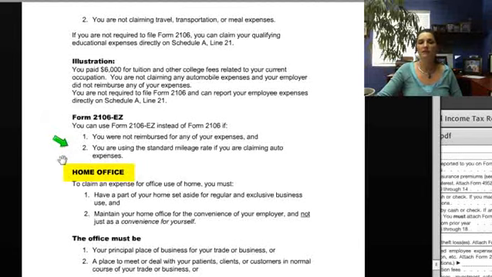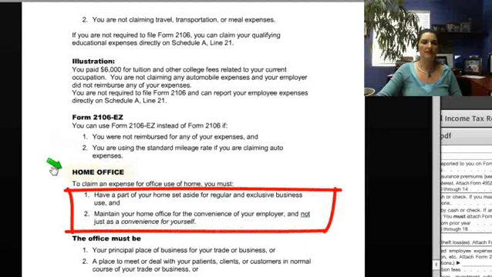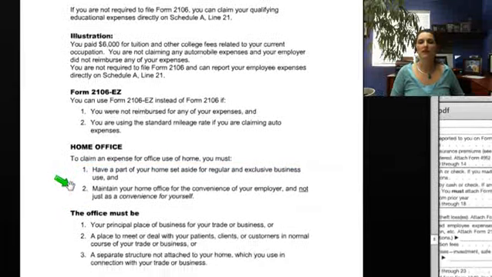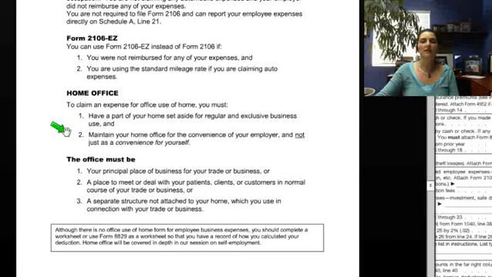To claim an expense for office use of home, you must have a part of your home that is set aside for regular and exclusive business use, and you must maintain your home office for the convenience of your employer and not just as a convenience for yourself. Also, the office must be your principal place of business for your trade or business, a place to meet or deal with your patients or customers in the normal course of your trade or business, or a separate structure that is not attached to your home, which you use in connection with your trade or business.